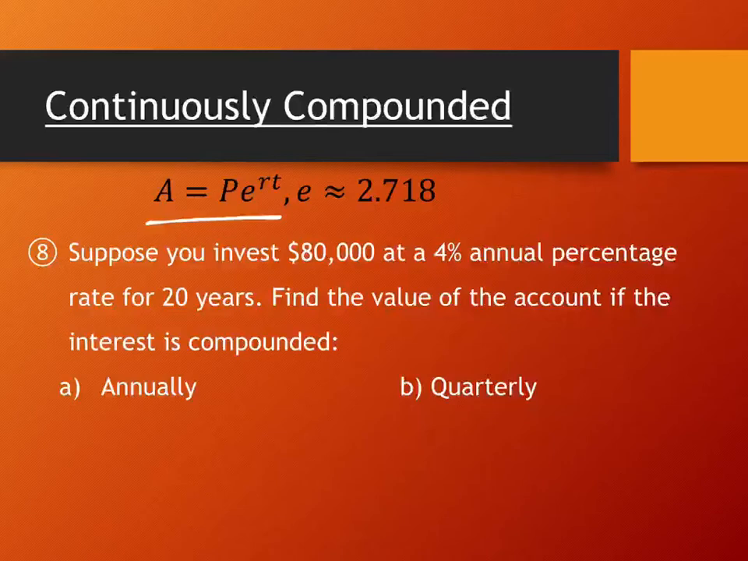All right, so we're going to do an example now. Our example is that we're going to invest $80,000. It's going to be at a 4% annual rate, and it's going to be for 20 years. So all of these numbers are really important. It's also important that they do give it to us in years. It is 20 years. The annual percentage rate does not tell you that it's compounding annually. It's just telling you what the rate is as an annual rate.